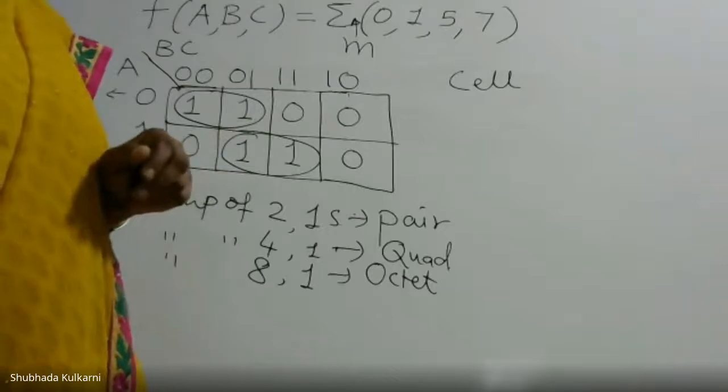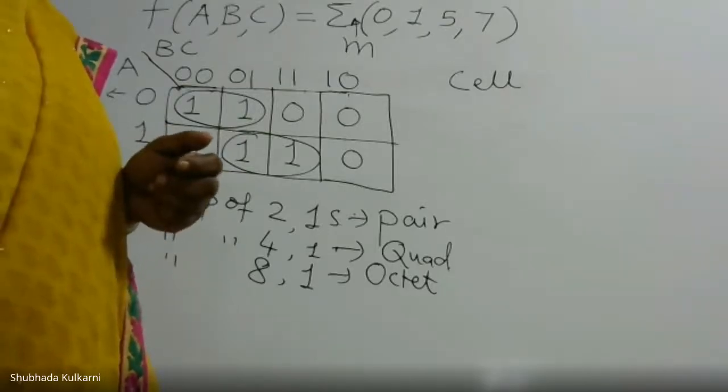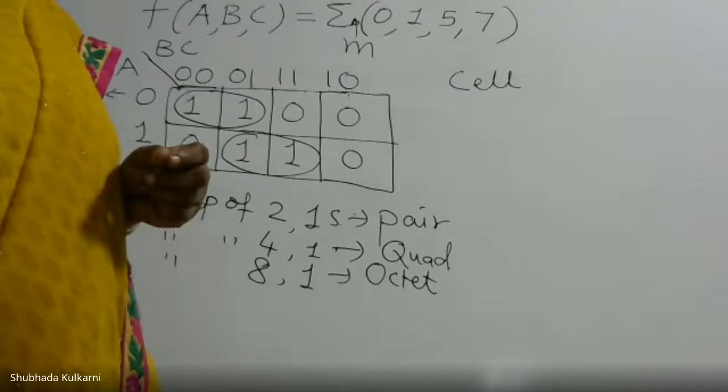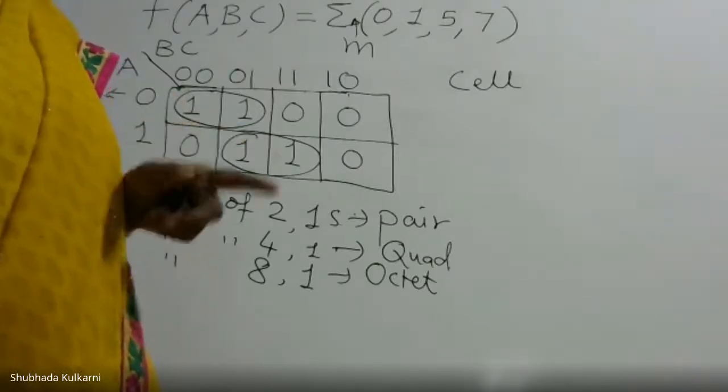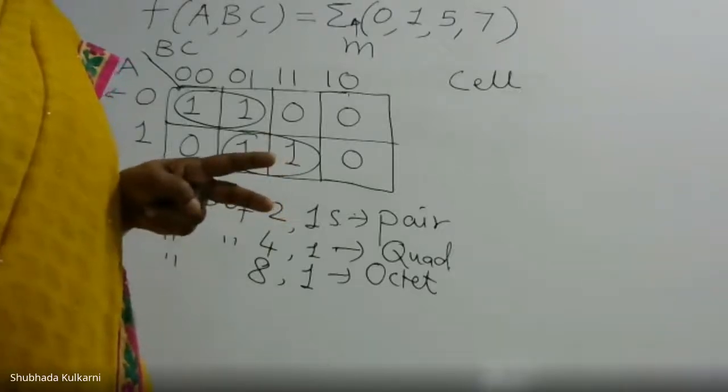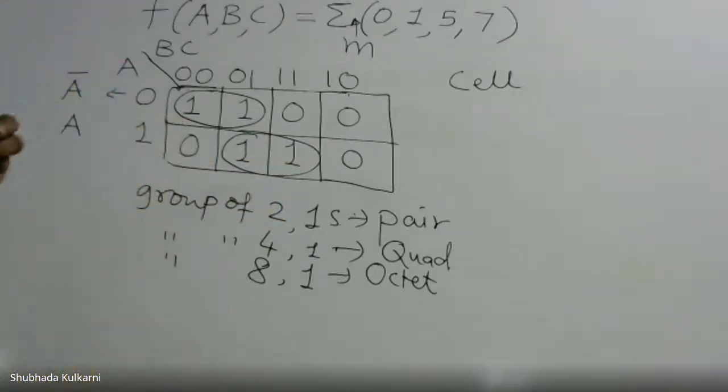And how to do it? Or what is the thumb rule for that? If it is a group of 2 ones, one variable is less. If it is a group of 4 ones, 2 variables are less. And the same thing will continue.